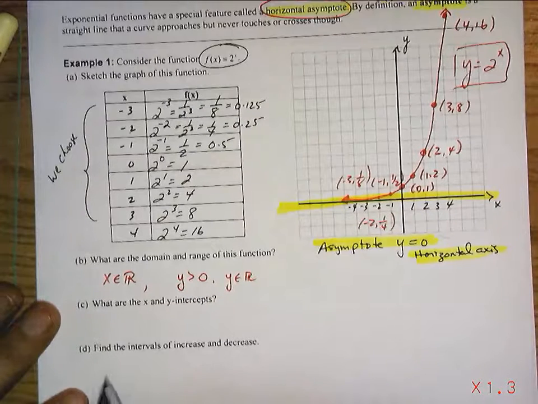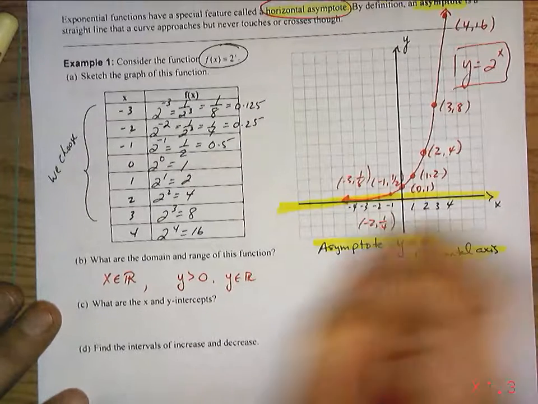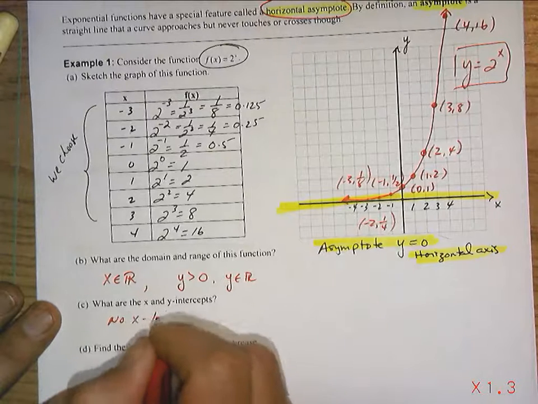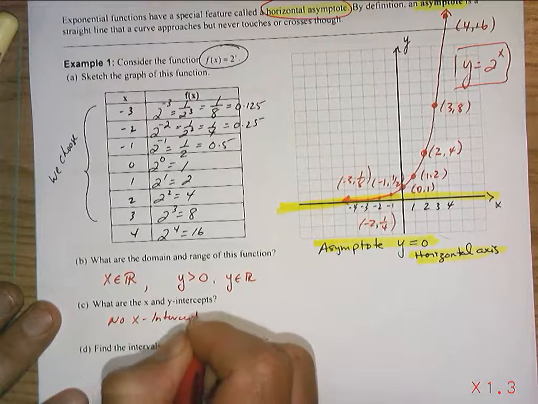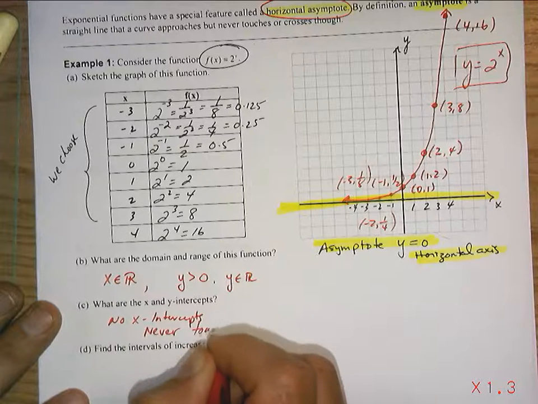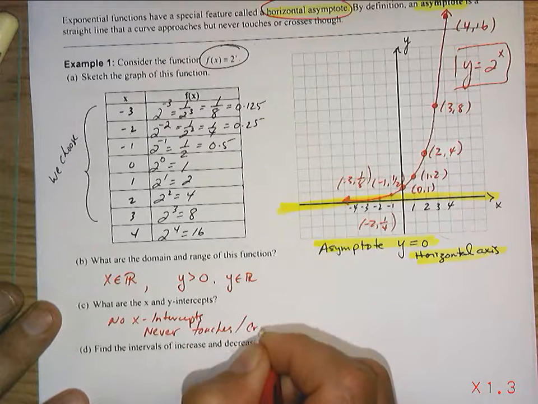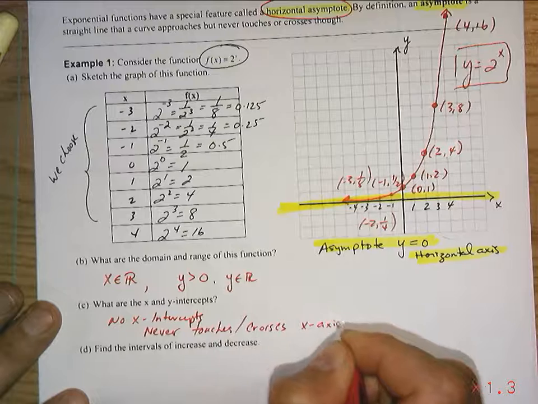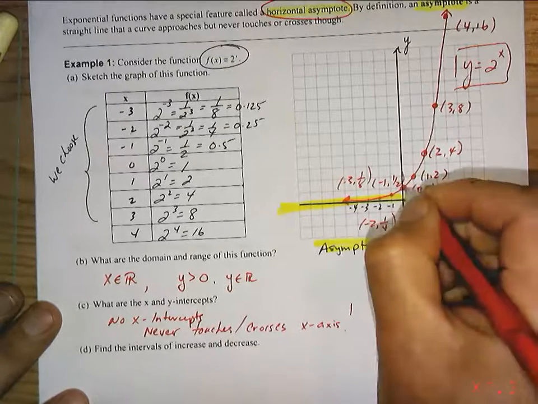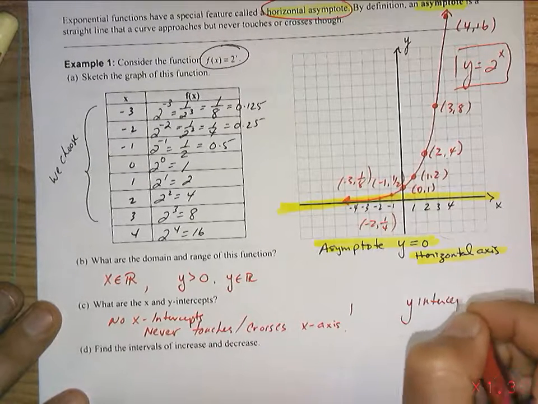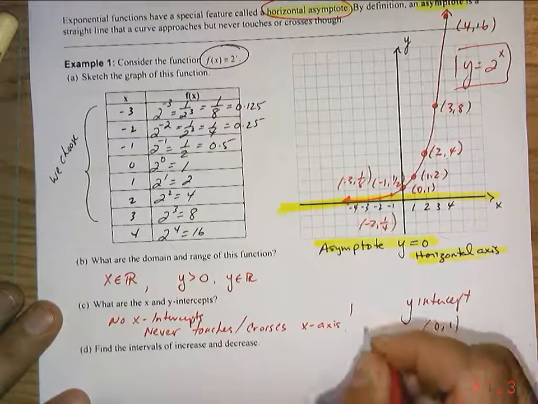What are the x and y intercepts? Well, it doesn't cross the x-axis, so there are no x-intercepts. It never touches or crosses the x-axis. What about the y-intercept? It's right there. The y-intercept is 0, 1.